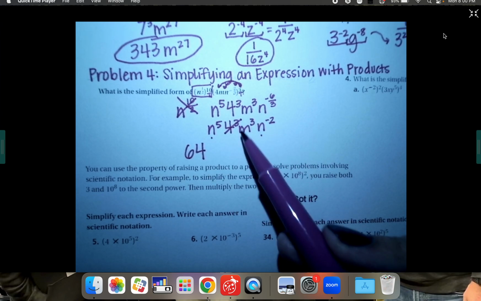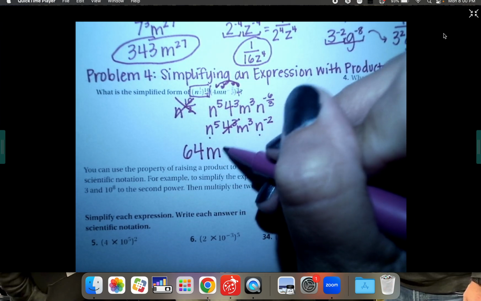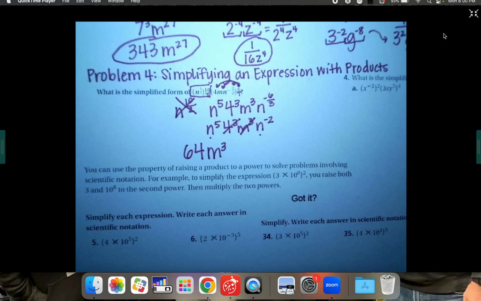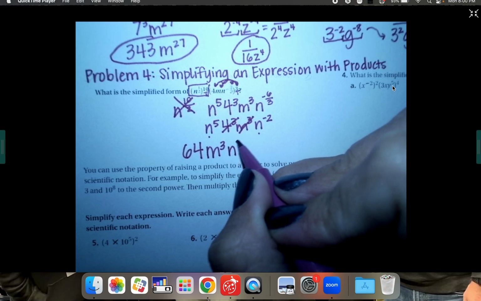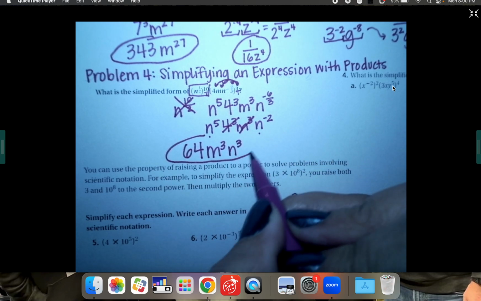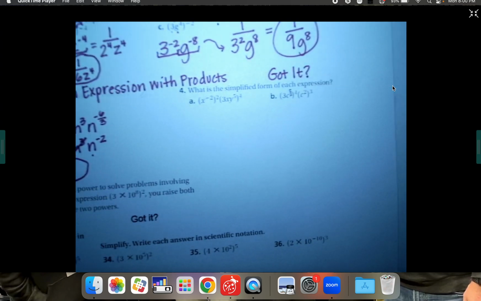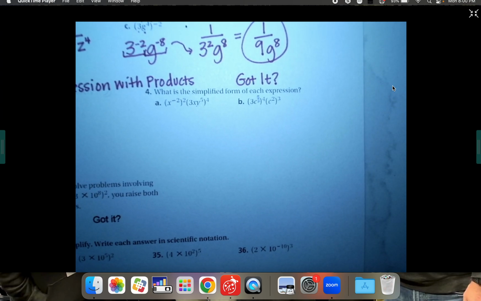Alphabetically, m comes before n. So I'm going to use my m to the 3rd next. And then I'm going to add the exponents for our like bases. So 5 plus -2 is 3. So n to the 3rd. And that is a big problem. I am ready for you guys to try these 2 that are like that on your own. If you are ready, push pause on the video, and if not, I'll work it out with you.